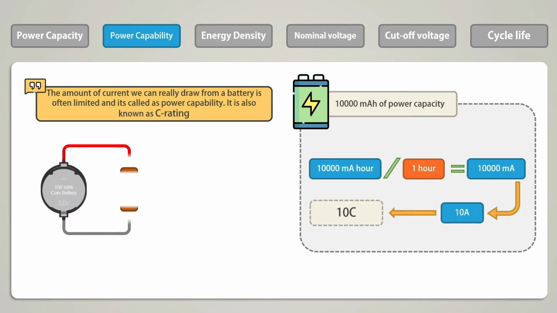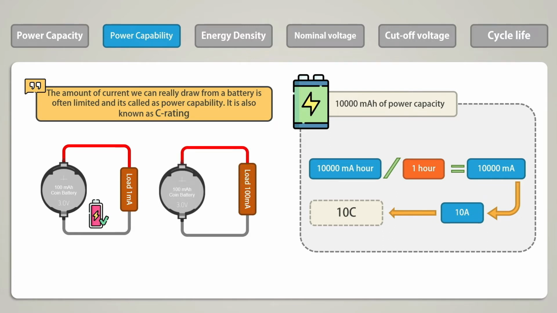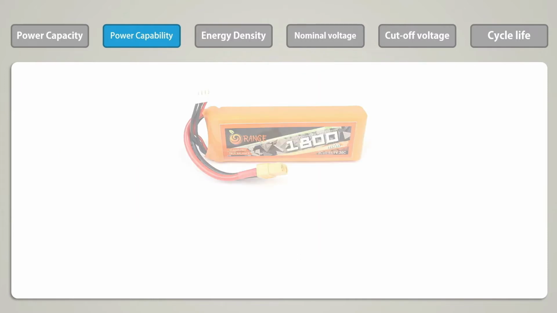For example, a 100 mAh coin cell has no problem providing 1 mA for 100 hours. But if we try to draw 100 mA from it, it'll last a lot less than 1 hour or it could be damaged. Let's look at another example.